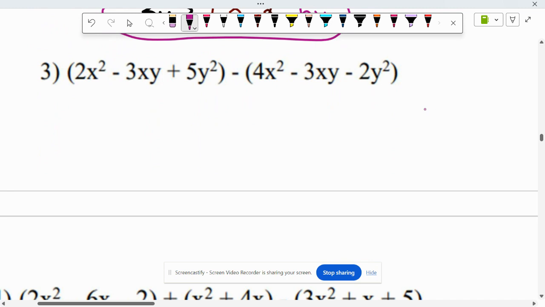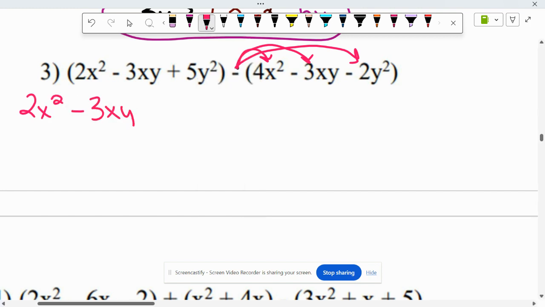Okay, so what do I see here? What's going on? So what do I have to do when I have a subtraction? What do I do with that minus sign outside of the parenthesis? Yeah, I'm going to distribute it. So my first term, my first polynomial, doesn't change. So let's see, 2x squared minus 3xy plus 5y squared. A negative times a positive 4x squared gives me a negative 4x squared.